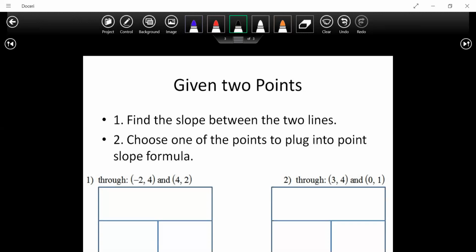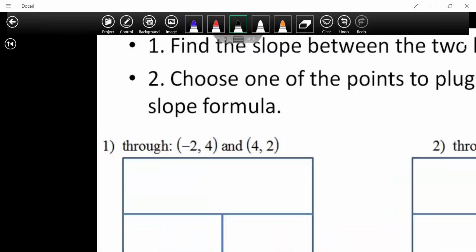It's the first one I'm going to ask you to do. So doing this, our first one here goes through that point. So we're going to do slope. So m is equal to my y2 minus my y1. So 2 minus 4. It helps out if you have negative numbers. You have to know if it makes sense to you.